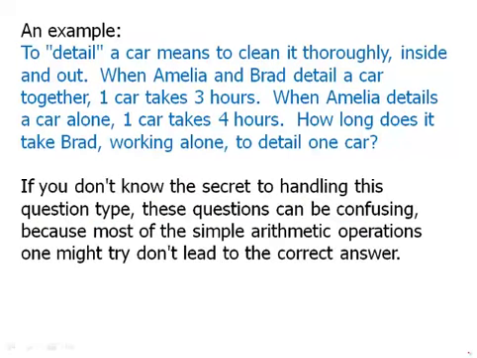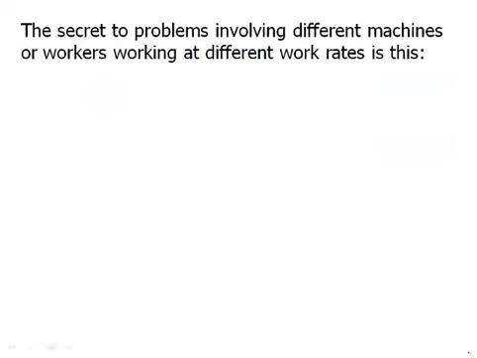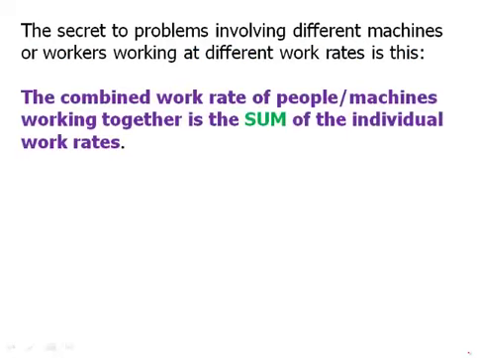If you don't know the secret to handling this question type, these questions can be confusing because most of the simple arithmetic operations one might try don't lead to the correct answer. The secret to problems involving different machines or workers working at different work rates is this. The combined work rate of people or machines working together is the sum of the individual work rates. In other words, we add the rates.